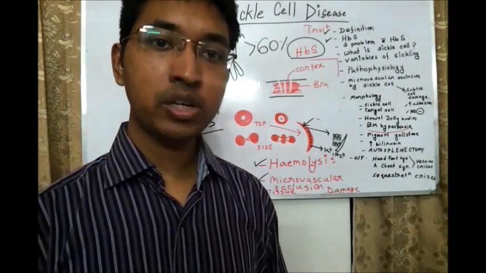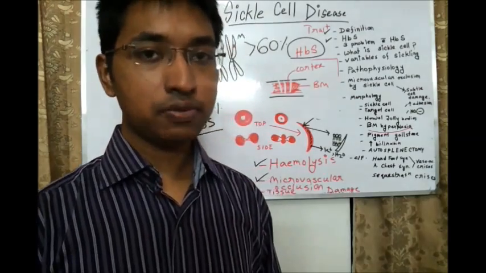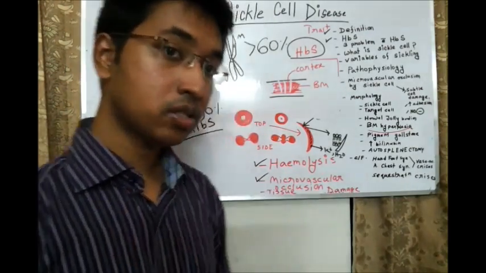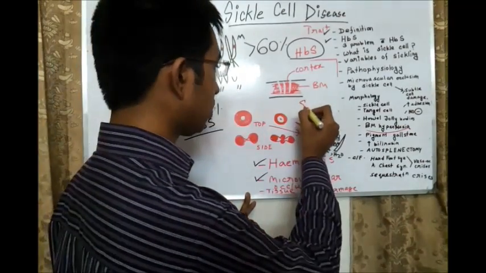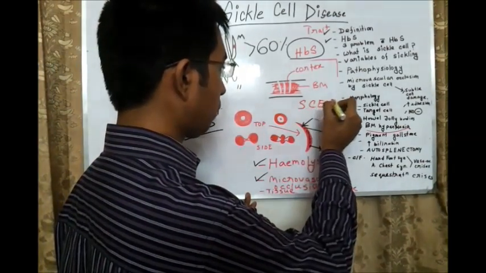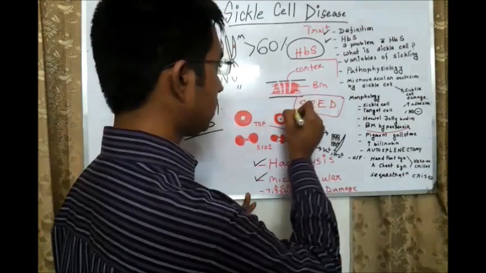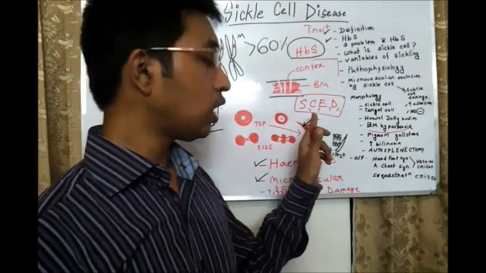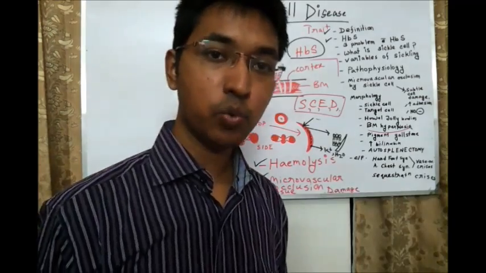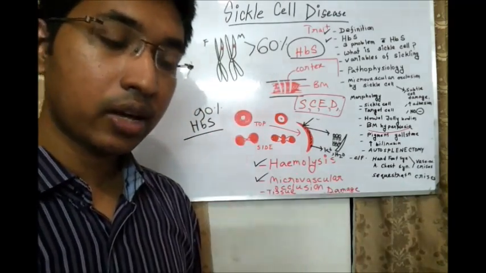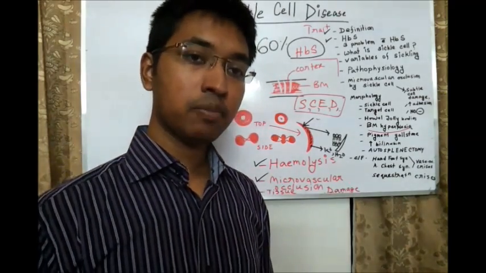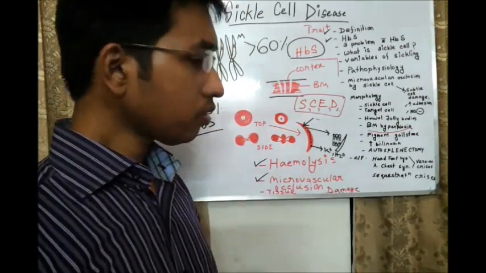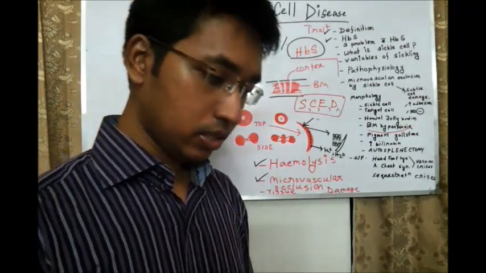Okay, and there are some other tests. We can also do hemoglobin electrophoresis to identify abnormal hemoglobin. Okay, what are the other abnormal hemoglobins? This is also nice to know. So there is a way to memorize: S, C, E, D. These are all abnormal hemoglobins, and we can identify all of these by hemoglobin electrophoresis. Okay, and we can also do some other tests in fetal life to identify sickle cell disease.